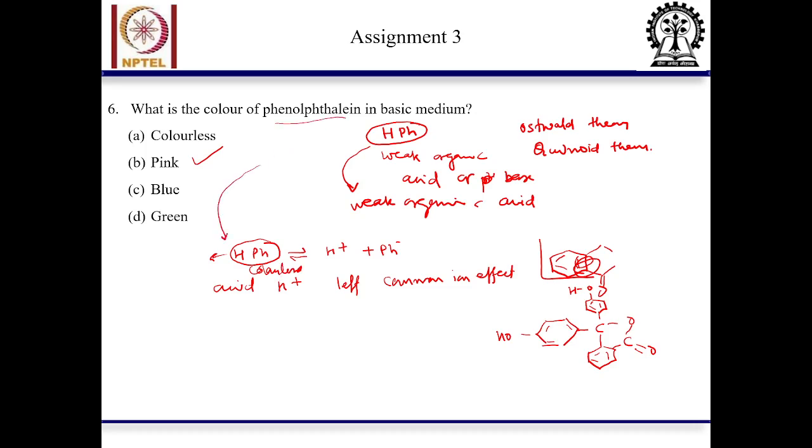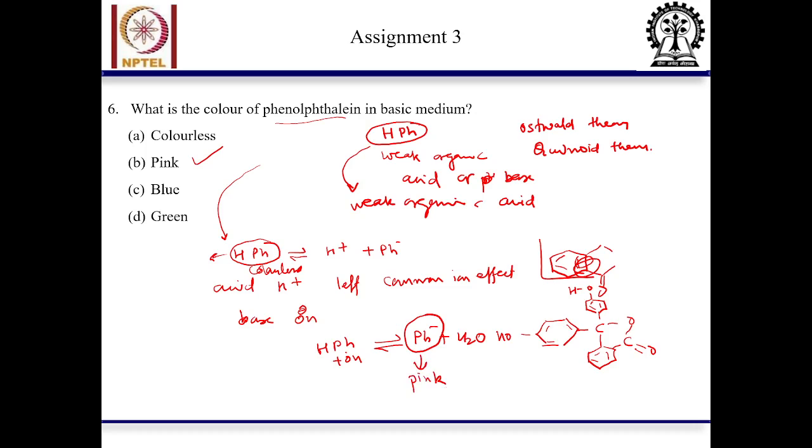What will happen if we add the base? In the base, OH minus, what will happen? Your HPh will basically go to Ph minus, with OH minus here plus water. Now this anion is colored, which is the pink color. Now you will ask the question why it is pink color.